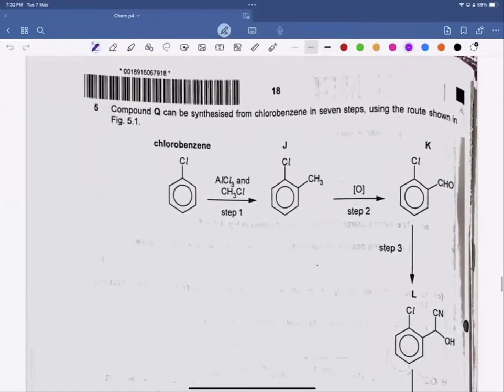Good evening, everyone. Today we have to start question number 5, from February-March 2024. Okay, let's start with question number 5. Compound Q can be synthesized from chlorobenzene in 7 steps using the route shown in figure 5.1.